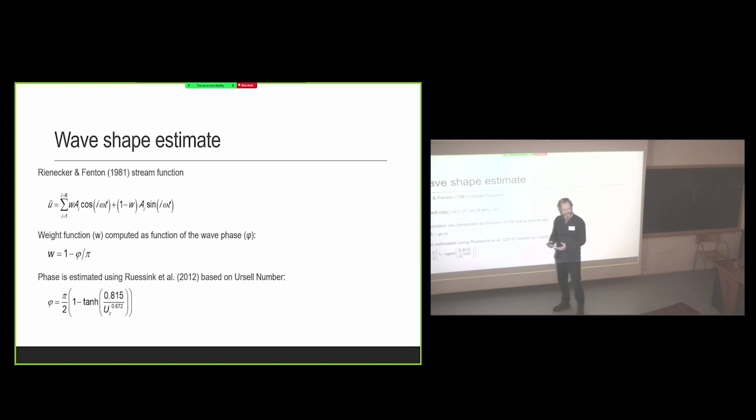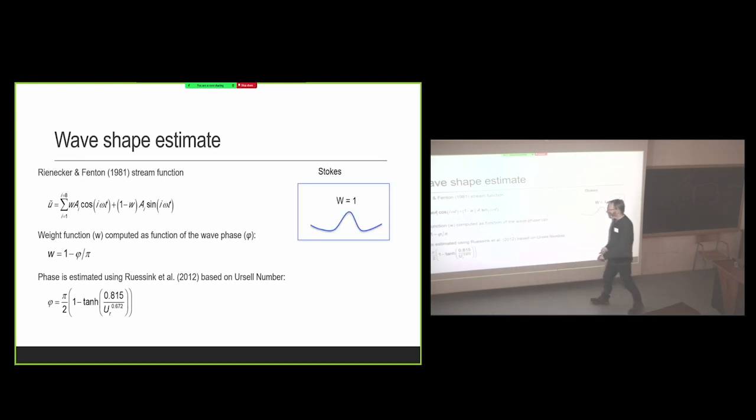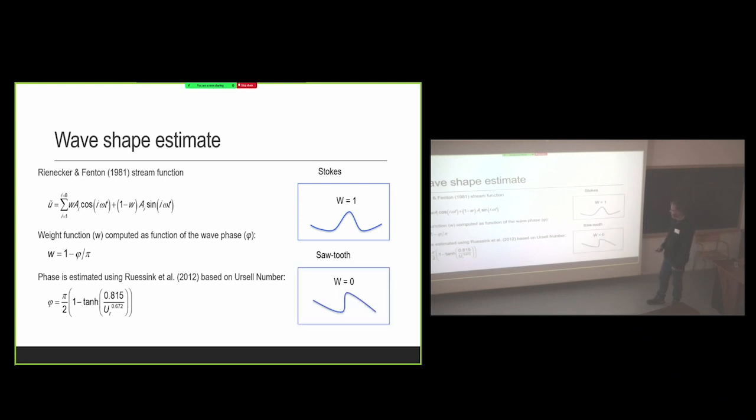We take the wave height in a given period and reconstruct the velocity, and then we need to have the phase. This phase determines whether it's a Stokes-like wave or more like a sawtooth wave. For that we use a parameterization, because we don't resolve it, we have to parameterize it. And for that we use the work of Gerber, Russink et al.